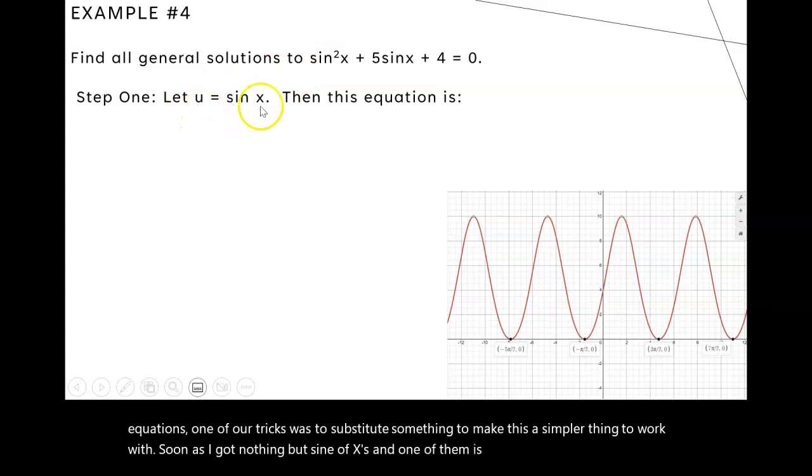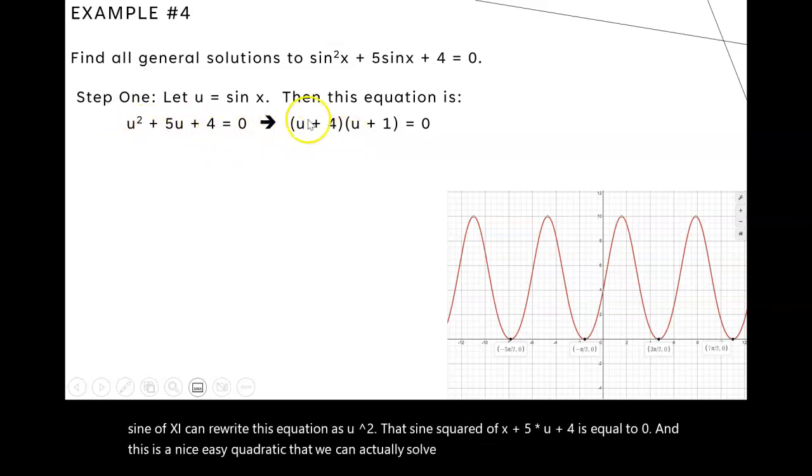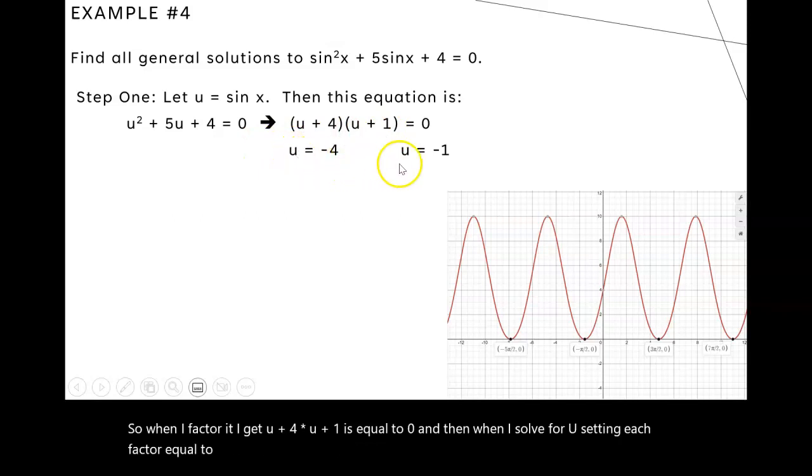So if I make u equal to sine of x, I can rewrite this equation as u squared, that's sine squared of x, plus 5 times u plus 4 is equal to 0. And this is a nice, easy quadratic that we can actually solve here. So when I factor it, I get u plus 4 times u plus 1 is equal to 0. And then when I solve for u, setting each factor equal to 0, I get u equals negative 4 and u equals negative 1.